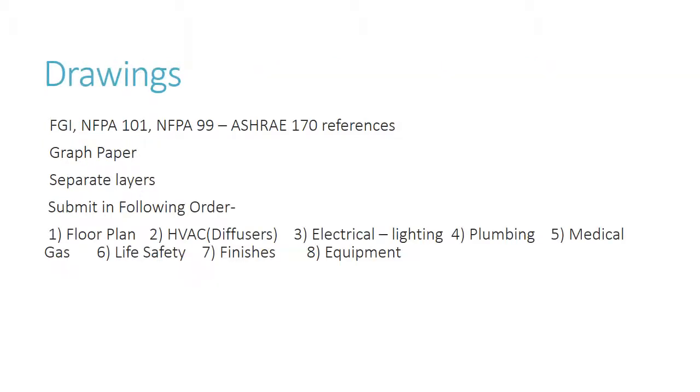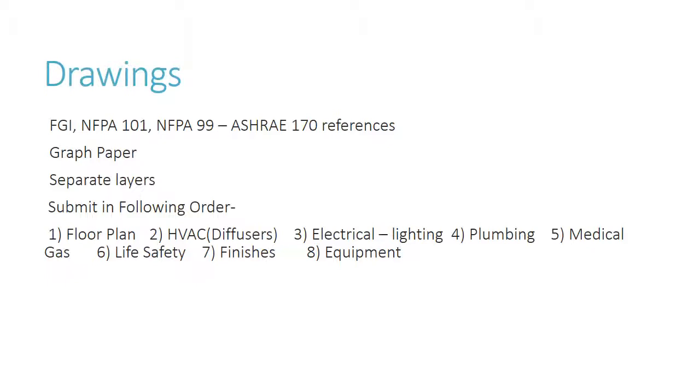Drawings. There are some of the outlines of the drawings here. Again, we talk about the documents we're going to use. I put ASHRAE 170, which is built into the FGI guidelines, but you can find that as a separate reference if you like. A graph paper which you have, and again, separate layers. Each one of these layers will have its own drawing.